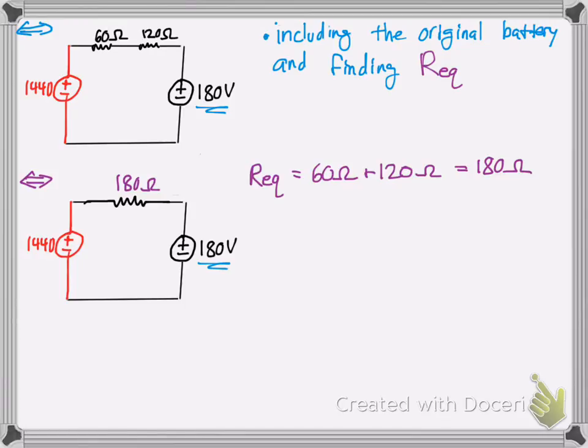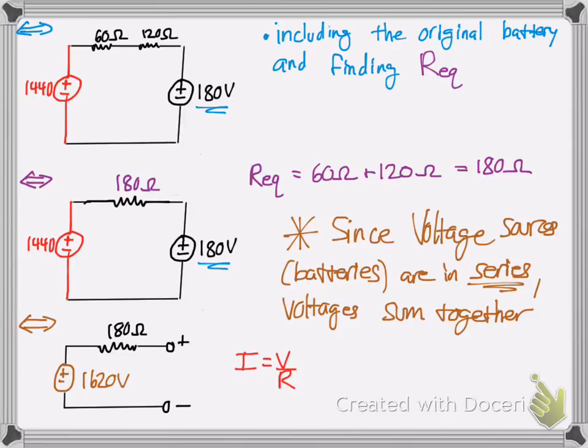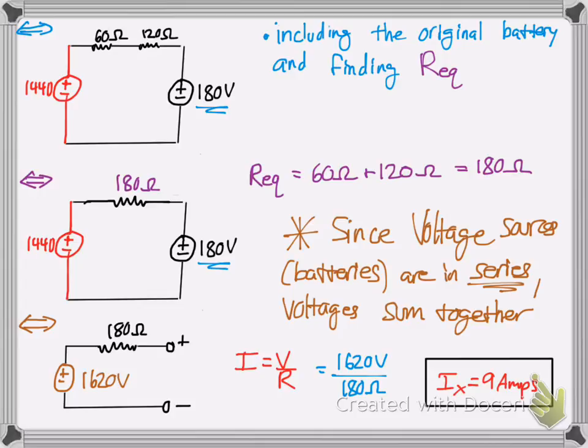Now, really cool trick with circuits. Two voltage sources in series, notice how these are in series, actually sum together. So 1440 plus 180 is 1620 volts. Awesome, right? So now we can use Ohm's law again and say I is equal to V over R, and we can find our current, which is 9 amps.